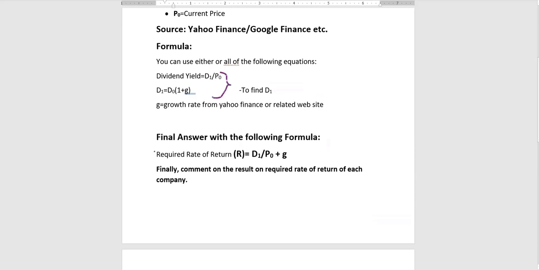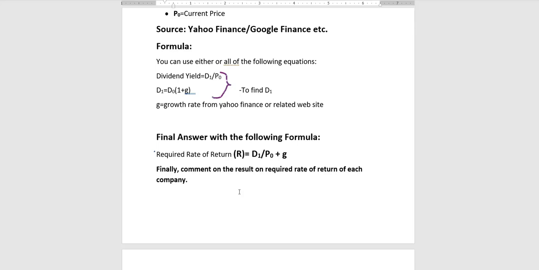Finally, you will find the required rate of return using this equation. Then you will comment on the required rate of return of each company: which company has the higher required rate of return, which has the lowest, and its impact on the company's wealth maximization objective, if you can relate it, would be great.